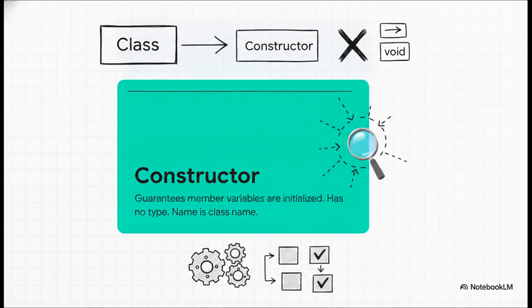We solve this critical issue by using constructors. A constructor is a very special function designed specifically to guarantee that member variables are properly initialized from the exact moment of creation. And it has some highly unique traits. First, the name of a constructor must perfectly match the exact name of the class itself. Furthermore, unlike a normal function, a constructor has absolutely no return type. Not an integer, not a string, not even void. It exists solely to build.